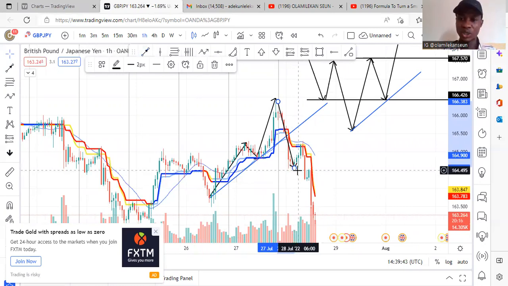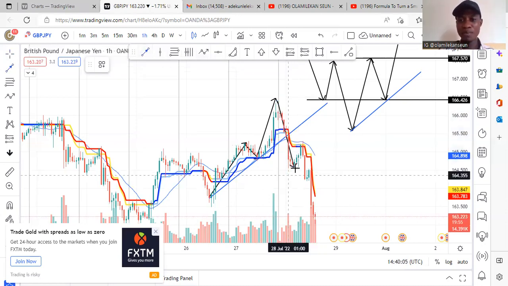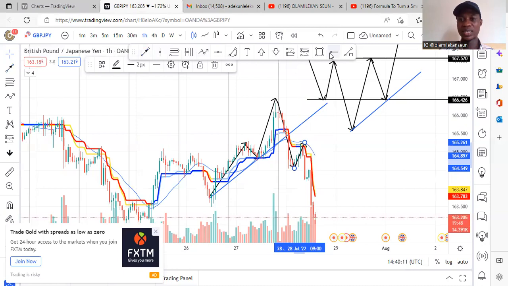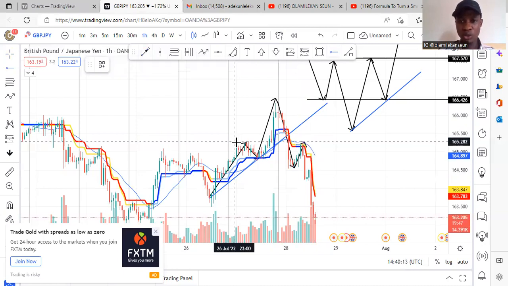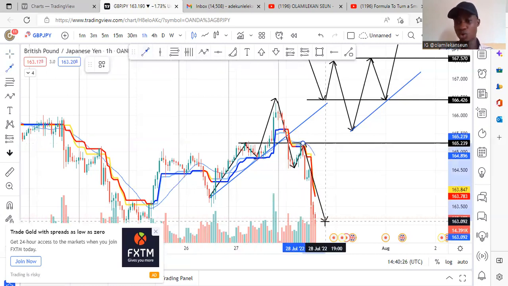Just wait and give yourself a rest to see what the market is doing. You don't have to jump into the market as a newbie. Just hold on, let the market give you that, and follow the big boys, follow the big moves in the market. So you can see that the market broke this trend line and came back to this point. If you trace this point, you will see that it is actually a previous resistance. So the market came back to retest this previous resistance before going down massively, and it's still going down.